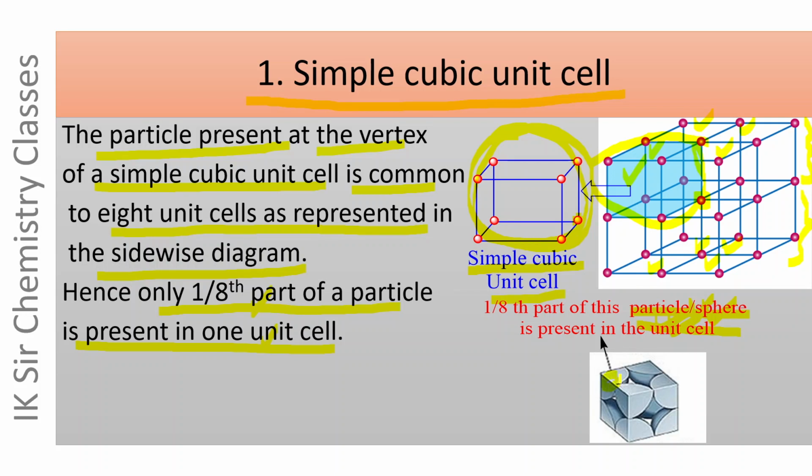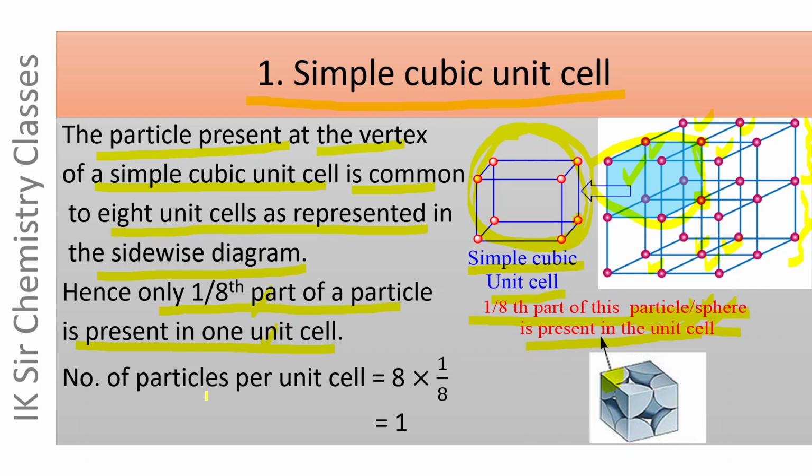This is the particle present at the vertex of a simple cubic unit cell, and only 1 by 8th part of this sphere is present in the unit cell, and accordingly the number of particles present per unit cell in the simple cubic unit cell is equal to 8. It stands for 8 particles present at the vertices, and only 1 by 8th part of a particle is present in 1 unit cell, and hence the number of particles per unit cell will be 8 multiplied by 1 by 8, and it is equal to 1.